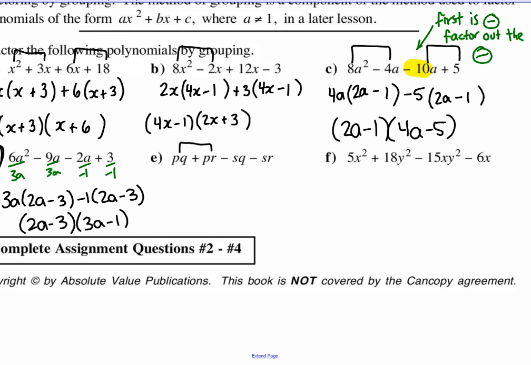What's in common out of the first two? P, and you're left with Q plus R. Okay, what's in common out of both of those? Not just S, negative S. Okay, if the first is negative, factor out the negative. So negative SQ divided by negative S is Q, negative SR divided by negative S is plus R. And so we factor out the Q plus R, and we're left with P minus S.